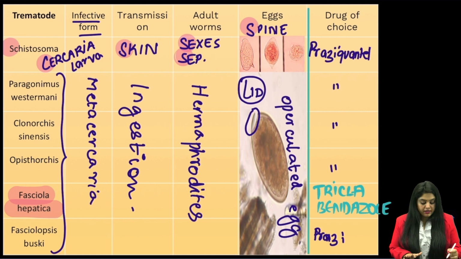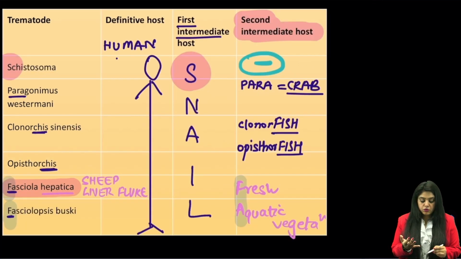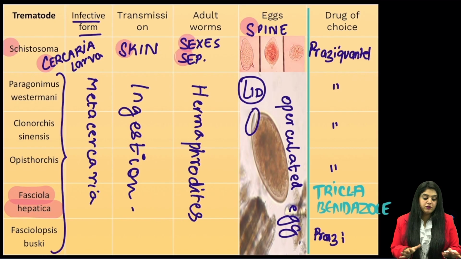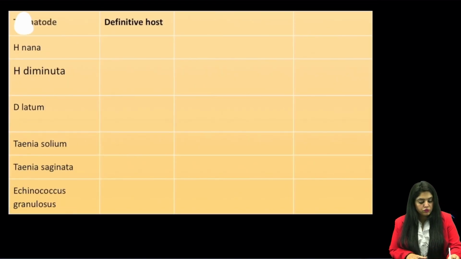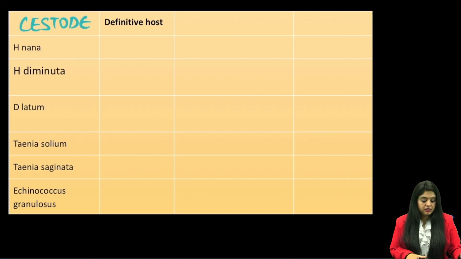So done with this entire table, two tables. One table you do of the host, one table of all the infective forms, and your trematodes are done. Similarly, we are going to do one table for the cestodes also. So what is the cestodes table? Now note, what are the things that I know? Definitive host, for all of them two definitive hosts.